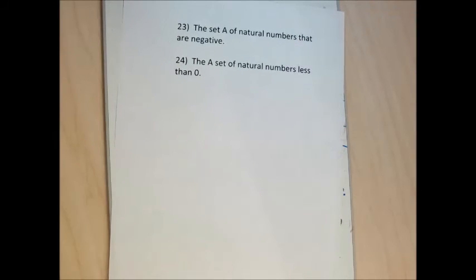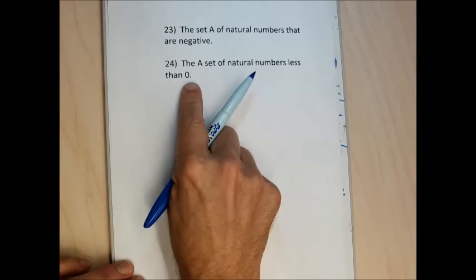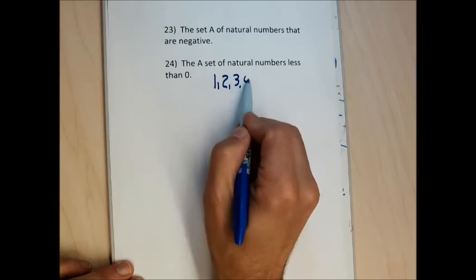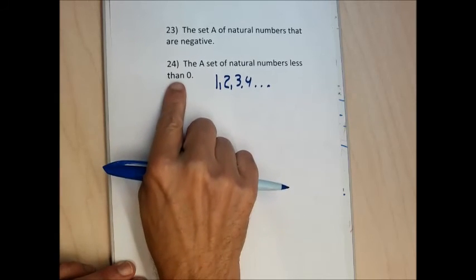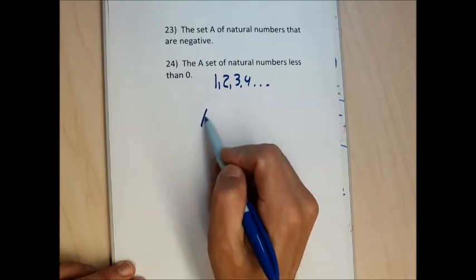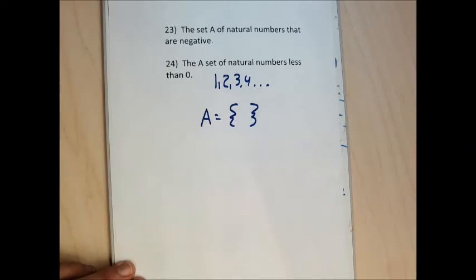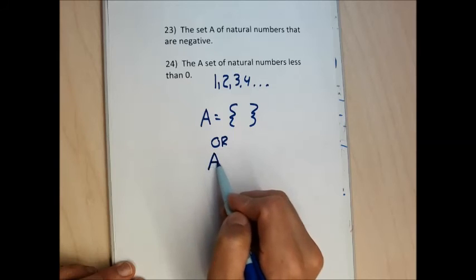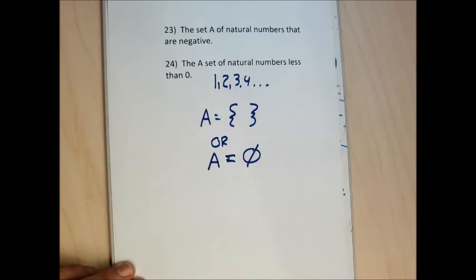23 and 24 are tricky. Let me do both of these. The set of natural numbers less than 0. Well, if I look at my natural numbers, those are my natural numbers. They're all bigger than 0. There is no natural number that's less than 0. So I'm going to say A equals the empty set. There's no elements in set A. Another way to write my answer, I could use that symbol that we learned in the last chapter section for the empty set. Those are both correct answers.